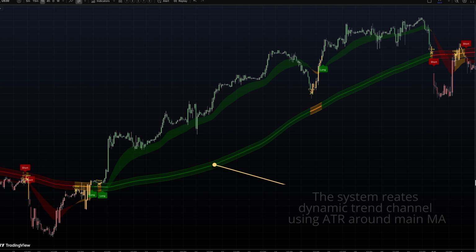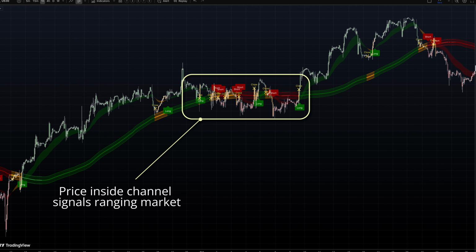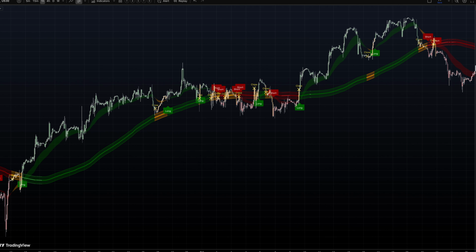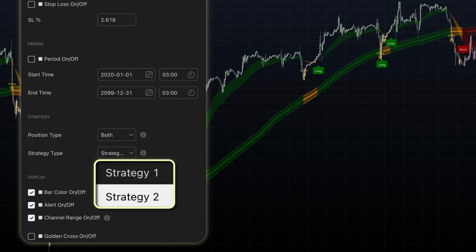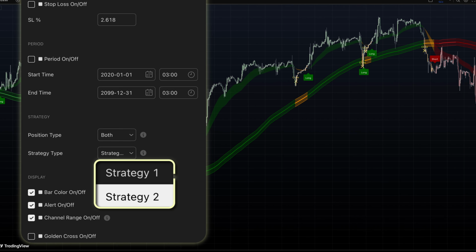The system creates a dynamic trend channel based on ATR-derived boundaries around the main moving average, allowing traders to visualize price action relative to the underlying trend. When price operates within this channel, the market is considered ranging, while movements outside signal potential trending conditions. The indicator then synthesizes this information with EMA cross signals to generate actionable trading opportunities, offering two strategic approaches: entering trades on direct price EMA crossovers, or restricting entries to periods when the shorter EMA demonstrates upward momentum.